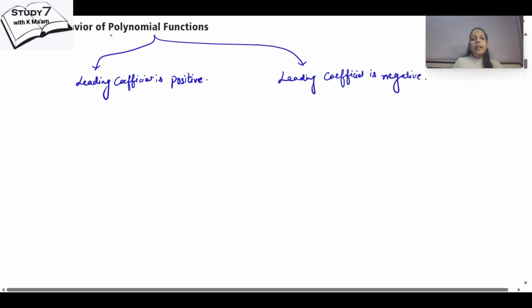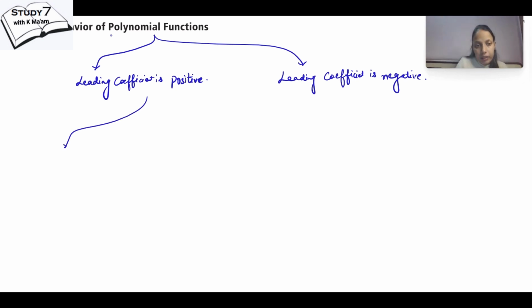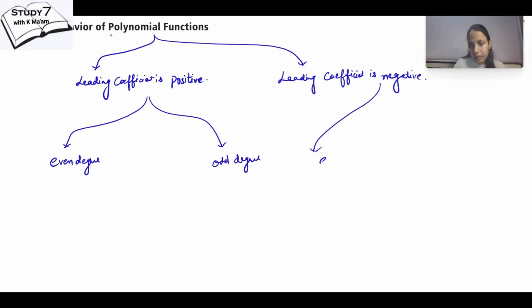Okay. And next, it can be more classified as an even degree polynomial or an odd degree polynomial. Even degree, odd degree. Here also, even degree, odd degree.